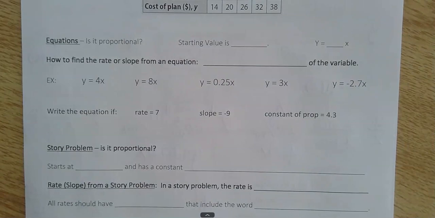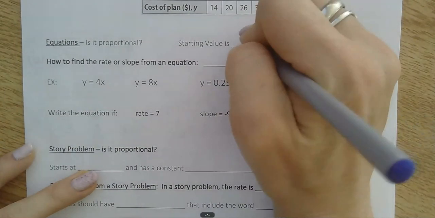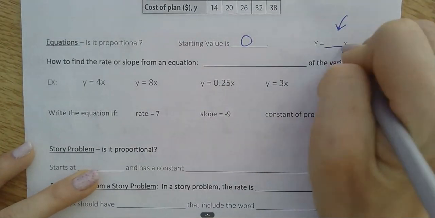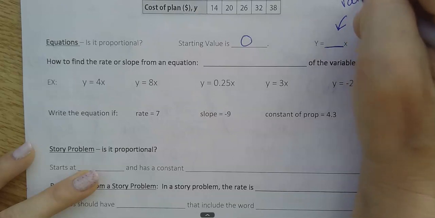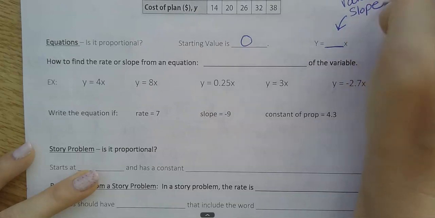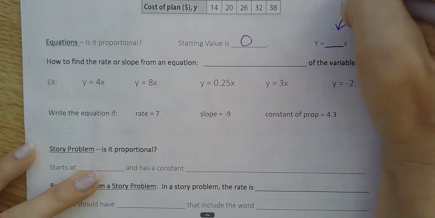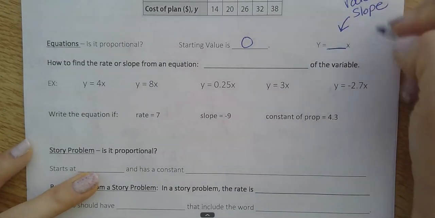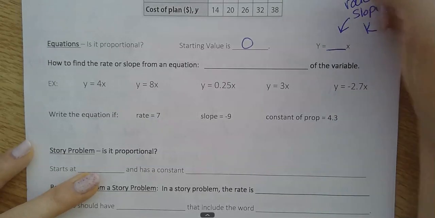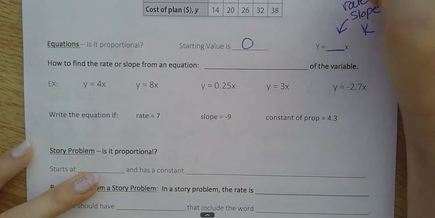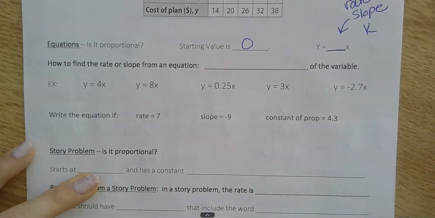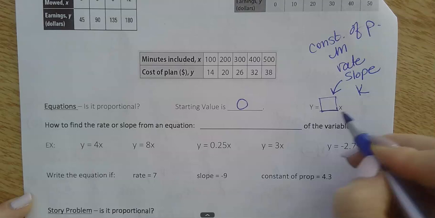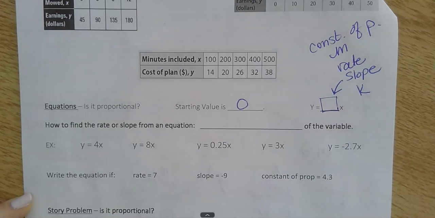So how do I tell if it's proportional? Well, the starting value has to be 0, and it has to be just some number, the rate or the slope, or that constant of proportionality, or sometimes your book or whatever worksheet will put in m or k. All of those different terms go there times the x.